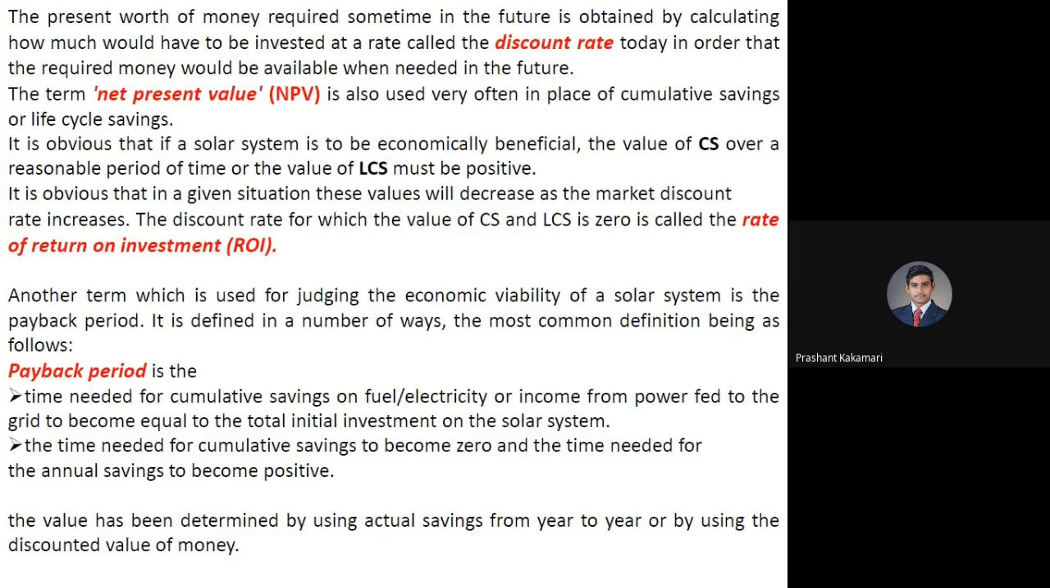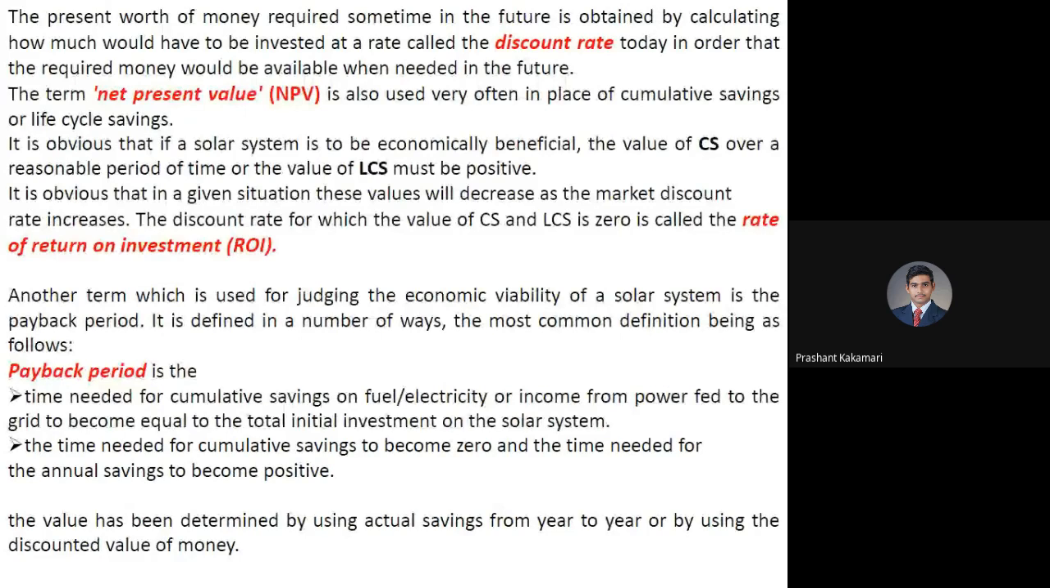Then one more is the net present value. So here what we are going to do is the cumulative savings or the life cycle savings, whatever is done, it is done for a given number of years, taking into consideration the present value of the system, present value of the loan. But in a given situation, these values will decrease. As the market discount rate increases, if it is giving more discounts, what will happen? The value of the system in the future is going to reduce because of the more discounts.